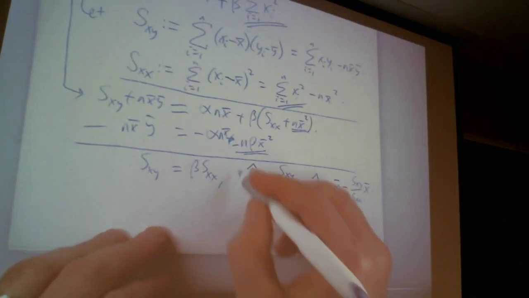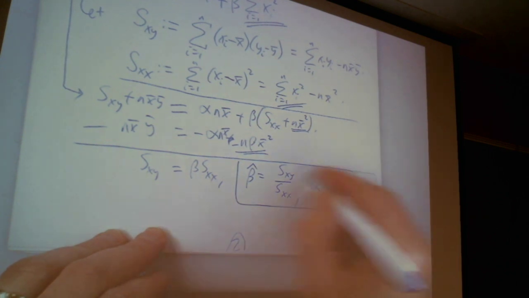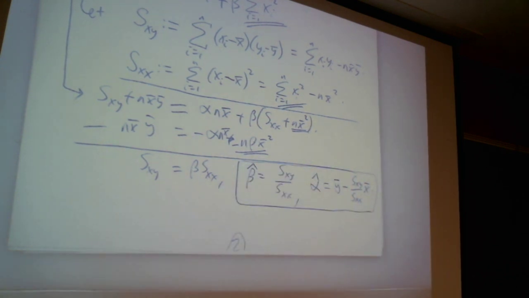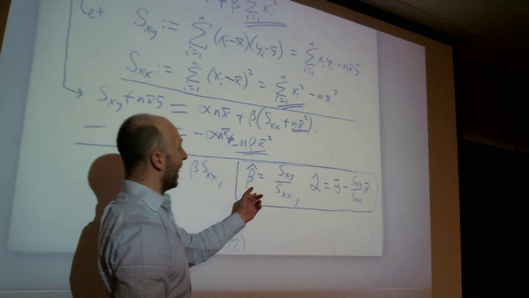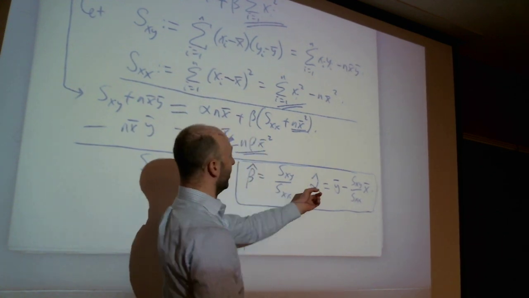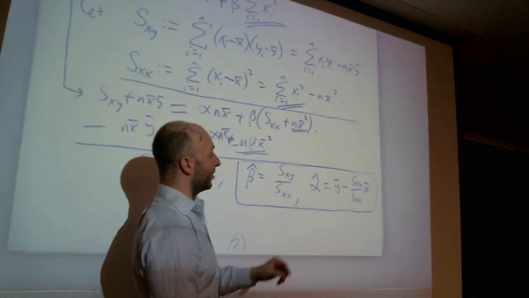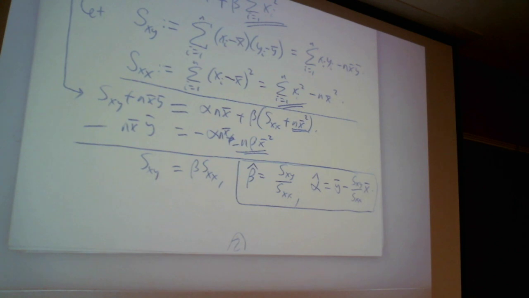Does everybody see that calculation? So that is the method of least squares best estimators for the slope and the intercept. Do these values make sense? We've done a whole computation. Let's come back to the beginning. Do these values make sense?